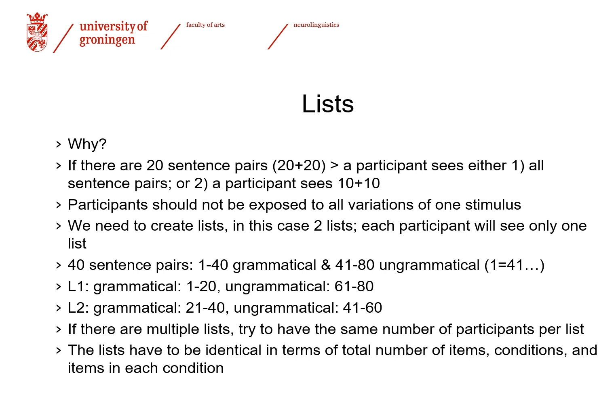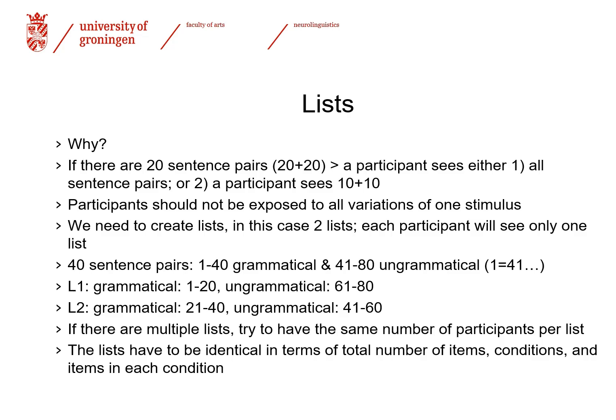So in case we create 40 sentence pairs, 40 grammatical and 40 ungrammatical sentences, the distribution of items would be as follows. So in list 1, for example, we would take the first 20 grammatical items, and for ungrammatical items, we would take the other 20 ungrammatical items. And for list 2, we would do it the other way around. This sort of item distribution is called the Latin square, the Latin square design.